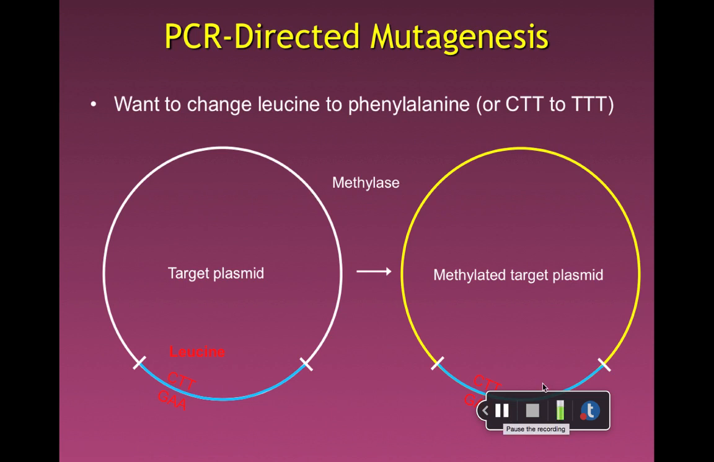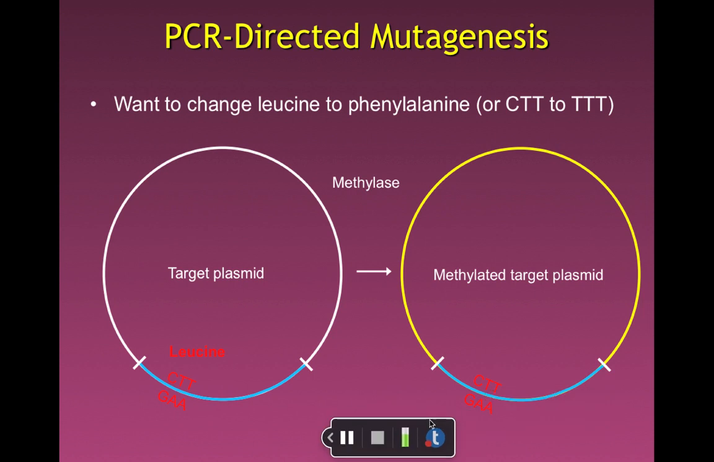So again, what we're talking about is creating specific base changes within a gene of interest. So let's say, for example, we want to convert one amino acid to another. So let's say, for example, we want to convert a leucine to a phenylalanine. So toward the left here, we see a plasmid. In this case, we're working with a single-stranded DNA plasmid. And let's say part of a particular gene has the sequence CTT. And our goal is to just change one of those bases there.